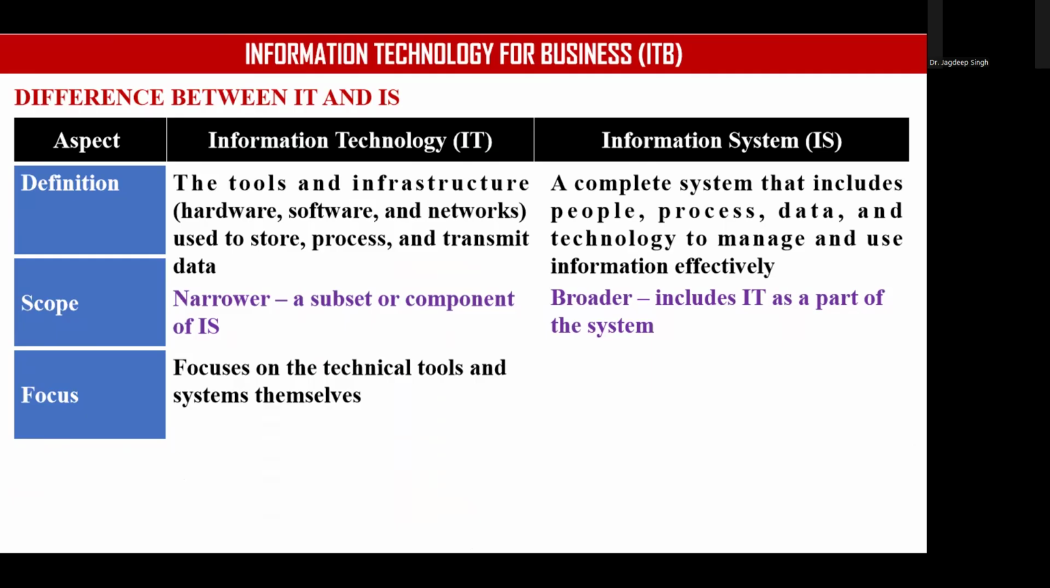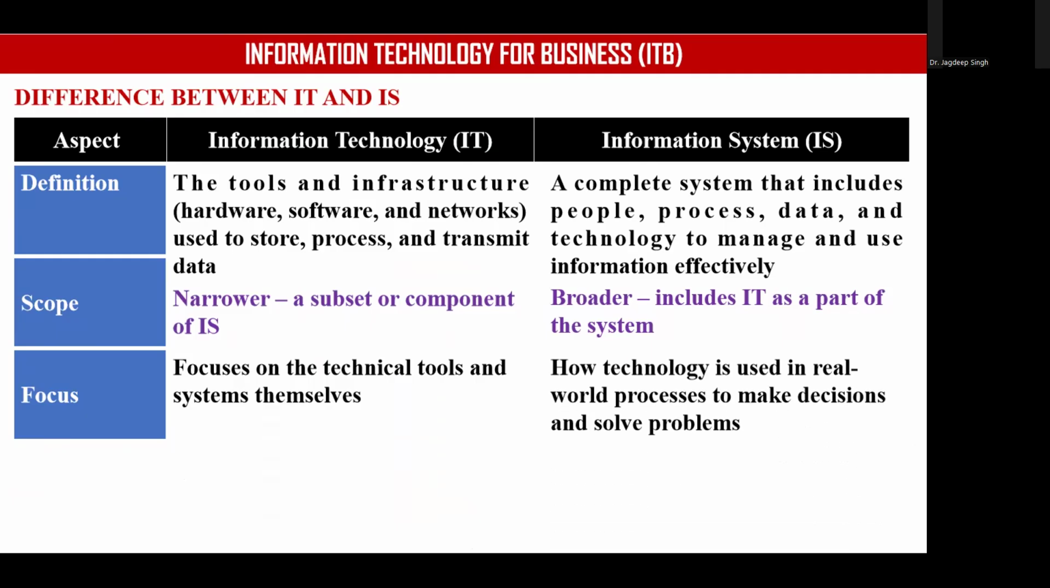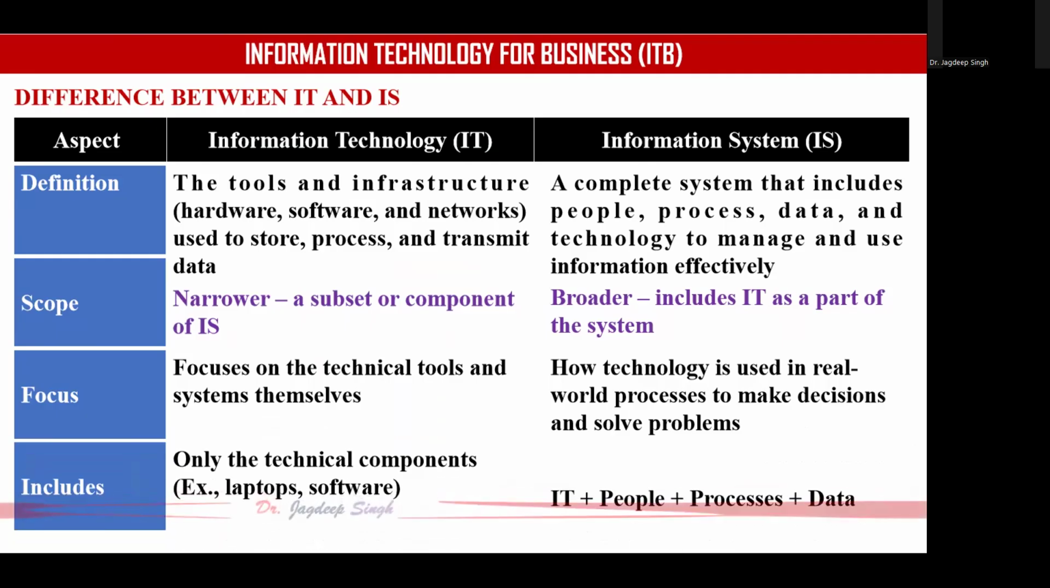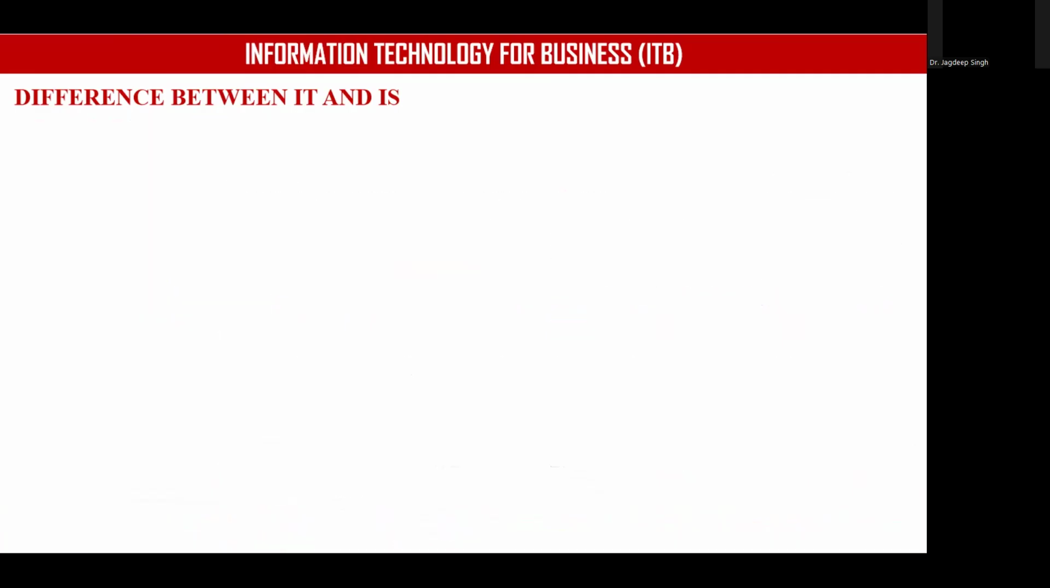IT focuses on the technical tools and systems themselves, whereas in IS, technology is used in real world processes to make decisions and solve problems. IT includes only the technical components, for example, laptops, software, etc. Whereas IS is IT plus people plus process plus data.